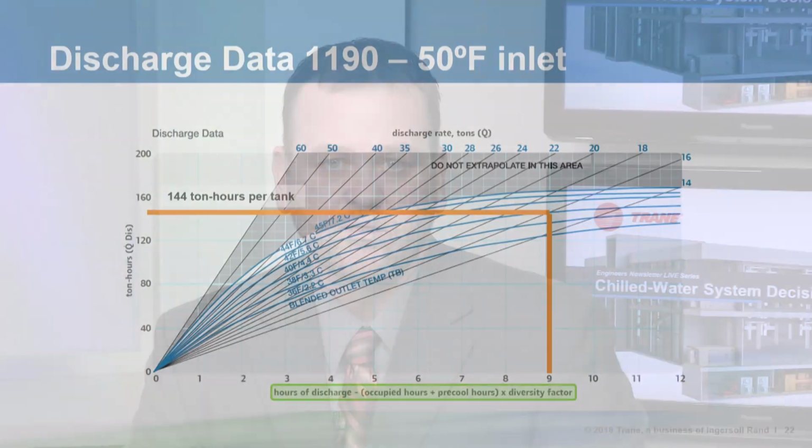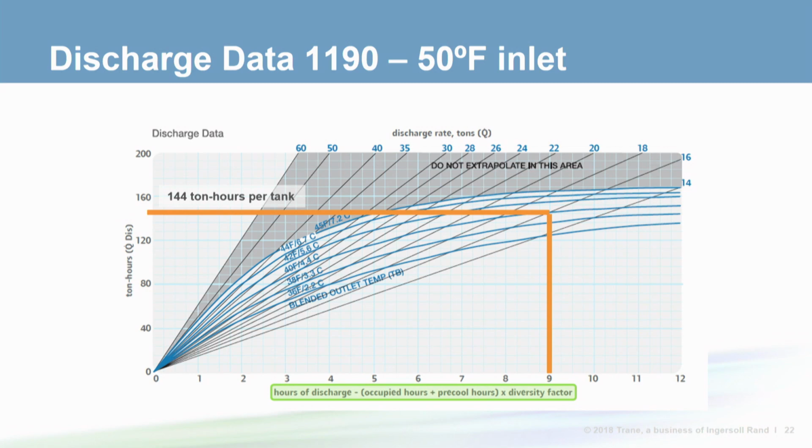We will first consider if the ice storage tanks are located in the downstream position of the chiller. In this configuration, the tanks will be cooling 50-degree fluid down to 40. At these conditions, each tank is capable of providing 144 ton-hours at a discharge rate of 16 tons per tank.